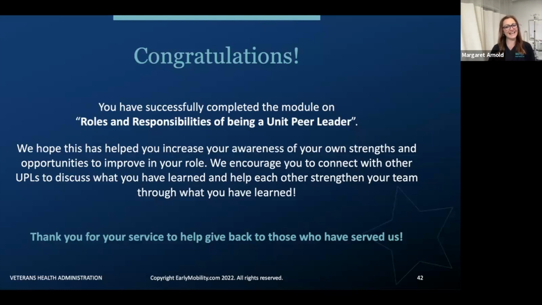Congratulations, you've successfully completed the module on roles and responsibilities of being a unit peer leader. We hope this has helped to increase your awareness of your own strengths and opportunities to improve in your role. We encourage you to connect with other unit peer leaders. We cannot say that enough. Discuss what you've learned, help each other strengthen your team through what you have learned. And thank you for your service to help give back to those that have served us.